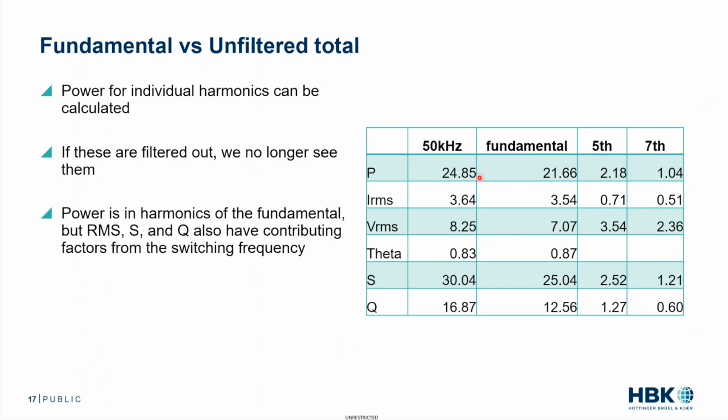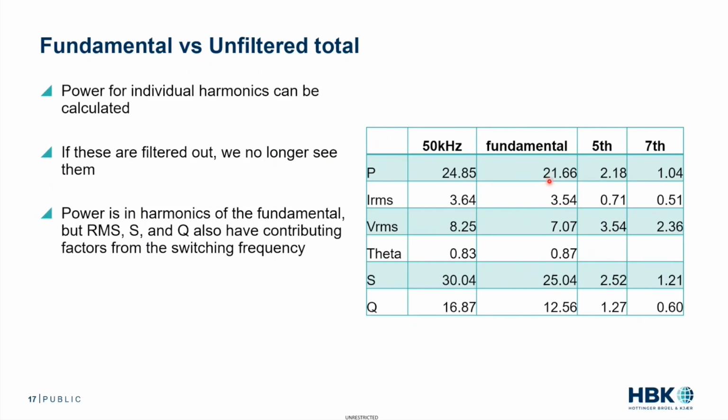Also, if we look at this, we can look at the power in that fifth harmonic, and the power in that seventh harmonic. We can look at the RMS voltage and current in that seventh and fifth harmonic. And we can look at the reactive power and apparent power, because each one of these harmonics has its own elements of reactive power and apparent power.